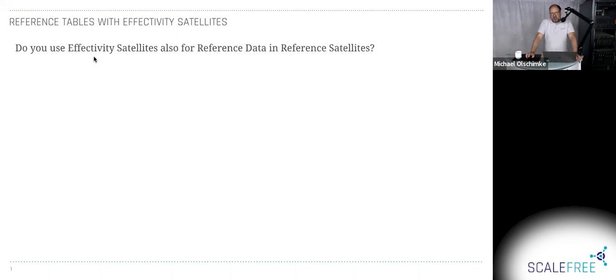Let's focus on the business timelines. So let's say you have a business timeline for when a code was valid in your reference data. In the end, it's just descriptive data. So you could just keep it in your reference table, in your reference satellite.